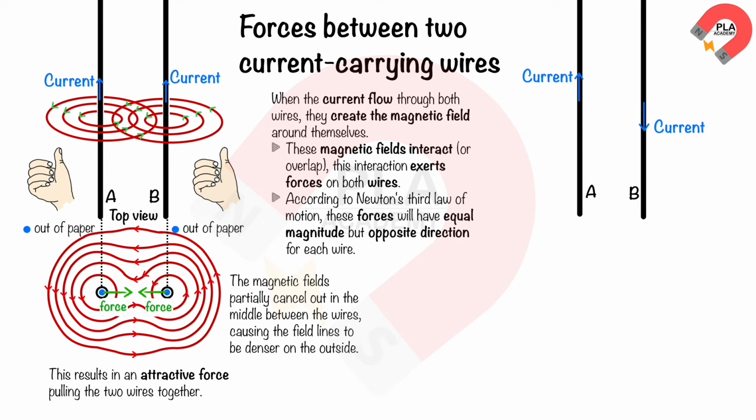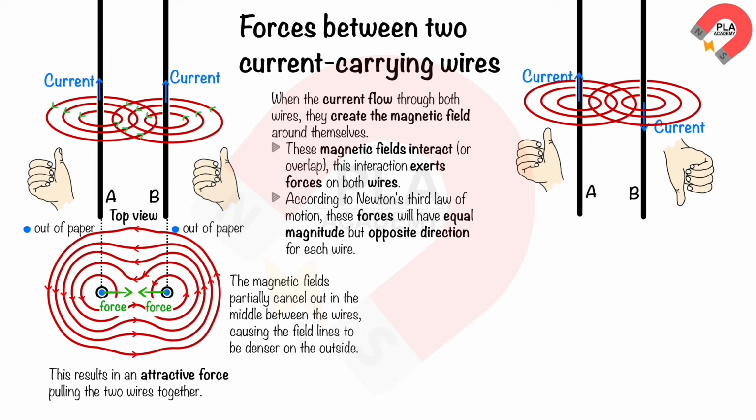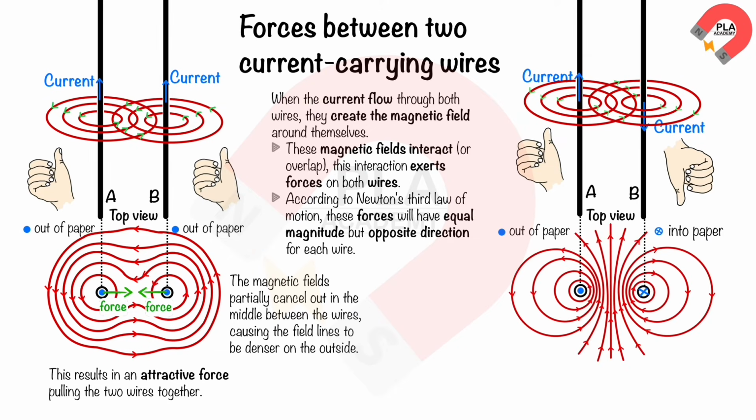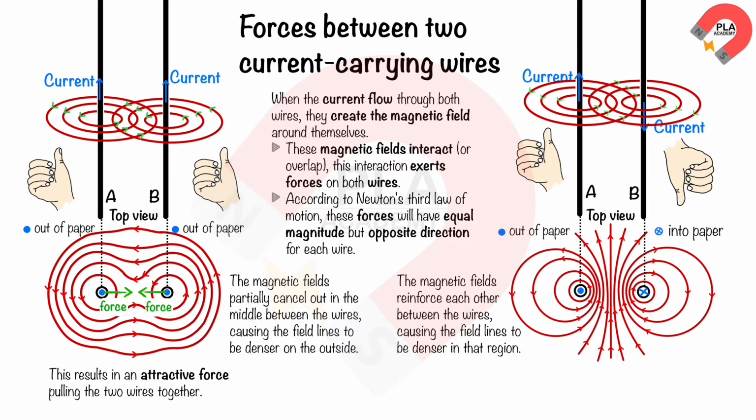When the currents in wires A and B flow in opposite directions, they still create circular magnetic fields. The right-hand grip rule again helps determine the magnetic field direction. Viewed from above, the current in wire A comes out of the screen, represented by a dot, while the current in wire B goes into the screen, represented by a cross. The magnetic fields of the two wires are overlapping each other as shown. In this case, the magnetic fields reinforce each other between the wires, causing the field lines to be denser in that region. This concentration of field lines creates a repulsive force that pushes the wires apart.